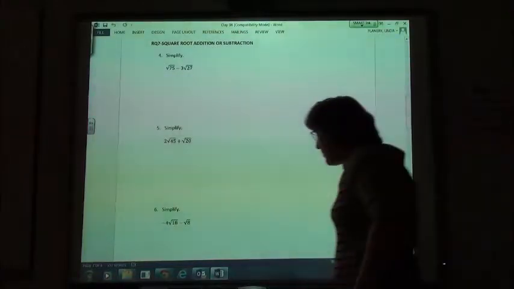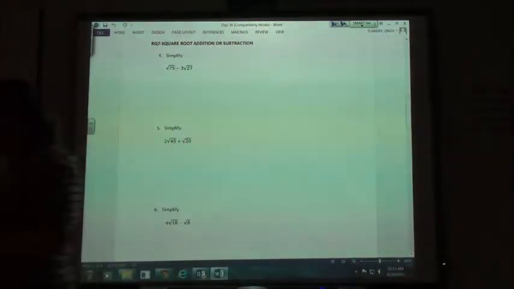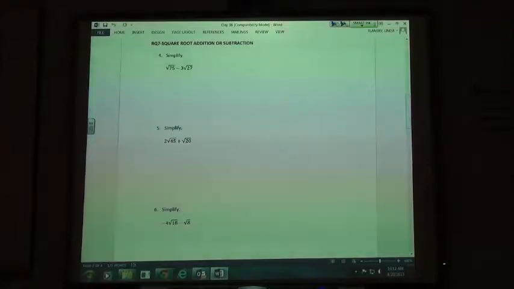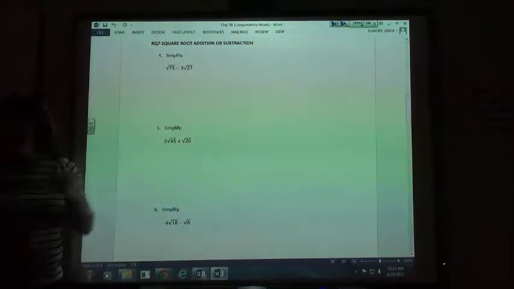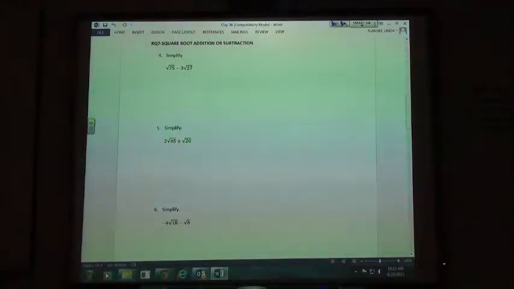Square root addition or subtraction. When we add and subtract, we have to add and subtract like terms. So if I have 2 square root of 3 plus 5 square root of 10, I can't add them because they're not like terms. They have to have the exact same thing under the square root. So what we're going to do is simplify our square roots first, then add or subtract them if we have like terms.